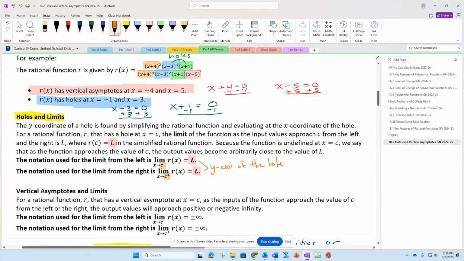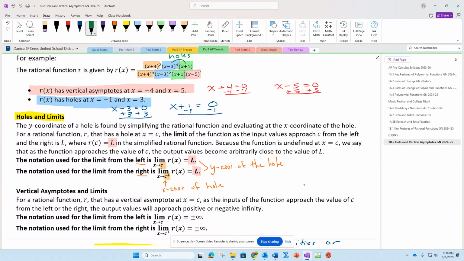And you might notice, or hopefully you notice, there's a little superscript after the c. For the left, it's a negative sign, and for the right, it's a little plus sign. And so this would be our x coordinate of our hole, which in this definition is called c. And the superscript of a negative sign or a positive sign tells us which side we're approaching the hole from.